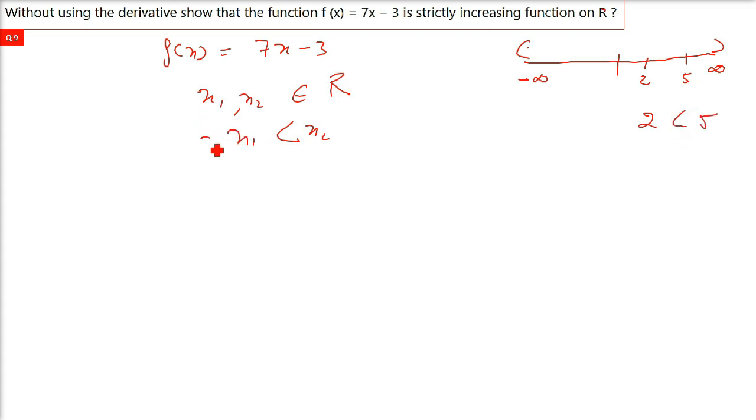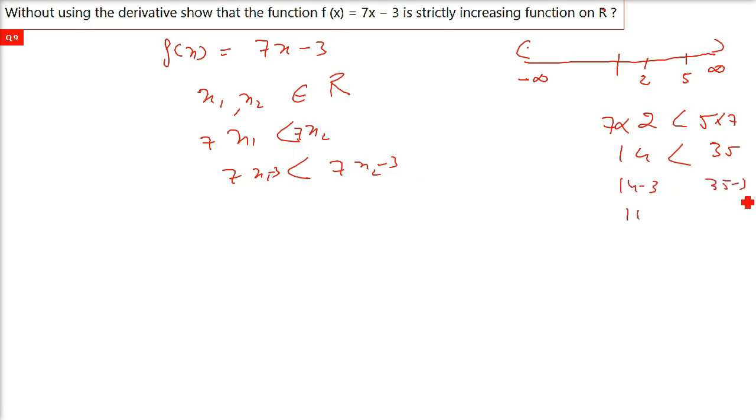Now I am multiplying it with 7. What will happen? Just see it here. I am multiplying both sides by 7. So it is 14, it is 35. So 14 will be less than 35. So the less than sign will not change. 7x1 is less than 7x2. Now just subtract 3. If you subtract 3 from 14 and 3 from 35, it will be 11 and this will be 32. That will also not change the relationship between them. It will remain less than.